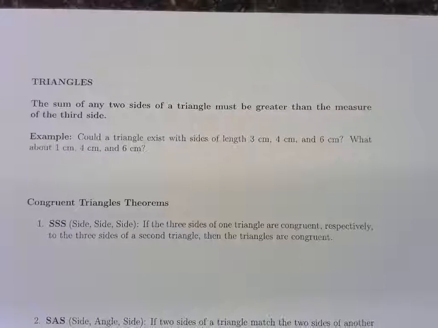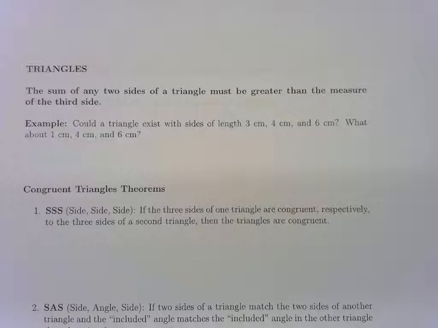The last topic we're going to go over is triangles. We've looked at right triangles, which is a very specific type of triangle, but we are also going to be looking at triangles in general. First thing we have to learn for triangles: the sum of any two sides of a triangle must be greater than the measure of the third side. We have an example. Could a triangle exist with sides 3 centimeters, 4 centimeters, and 6 centimeters? Then we're going to do one more example.